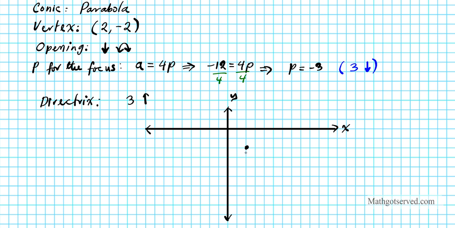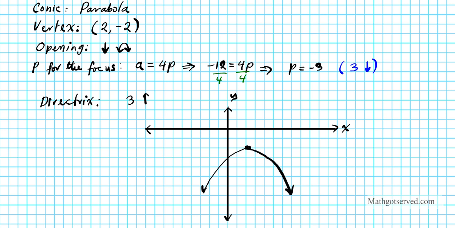Now let's graph it. All right, so there's our vertex. So now our parabola opens downwards. We're just going to make a sketch. We don't really care too much about the y-intercept. We just sketch it using that orientation. Just sketch a parabola opening down as best as you can, something like that.